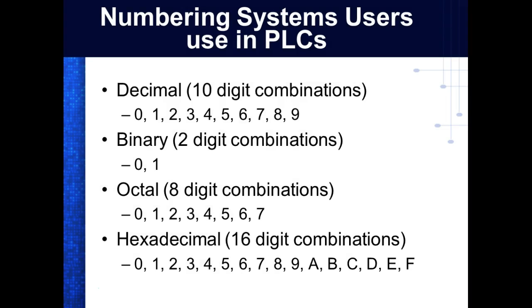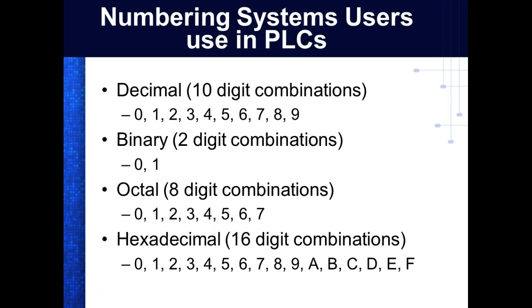So decimal, there's our 10 combinations, which we're very, very familiar with, right? Binary, we only have 2 combinations. What are they? 0 and 1. Octal, we've only got 8 combinations. That's 0 to what? 7. Then hexadecimal, we need to get 16 combinations with a single digit.